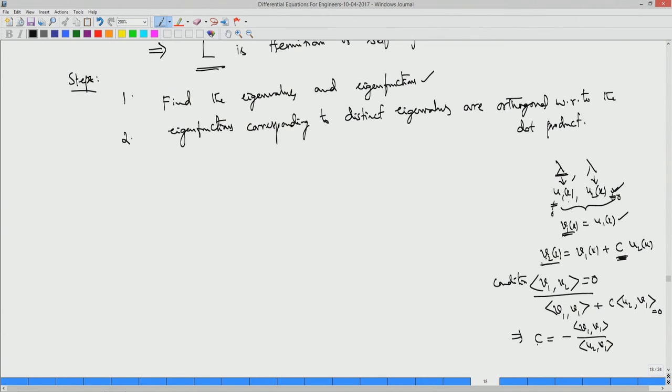So, now v1 v2 are orthogonal, and v2 is nothing but a linear combination of these functions u1 and u2. So, they are also linearly independent. So, you have two linearly independent solutions, but now they are orthogonal.